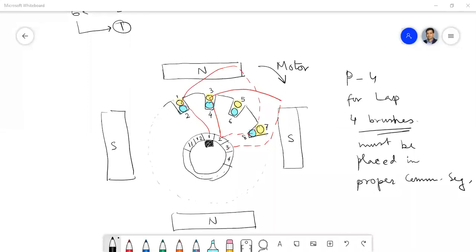Along the north side, all will be dot, sir. Because of the left-hand rule, sir. Fleming's left-hand rule. So that means here you have the field in the bottom direction. You need the torque in this direction. Okay, so this is your magnetic field. And this is your torque. You need torque in this direction.